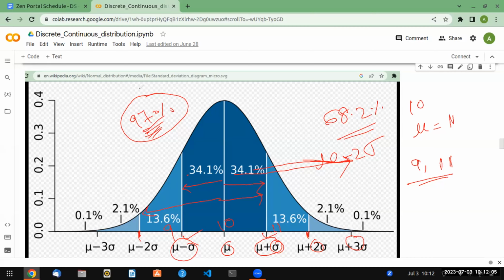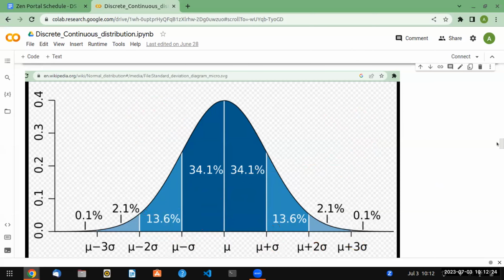So this kind of analysis you will be able to do once you know about normal distribution and about your data. This is the benefit of getting your known distribution and understanding your analysis.